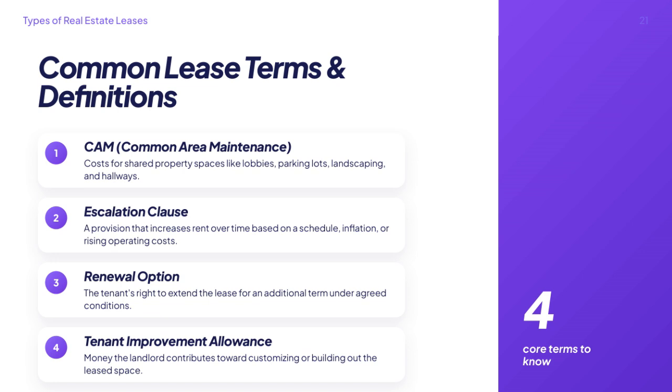Then there's the renewal option, which gives the tenant the right to extend their lease after the initial term ends, usually under agreed-upon conditions. Lastly, tenant improvement allowance is the money the landlord provides to help customize or build out the rented space to better suit the tenant's needs. Understanding these terms can really clarify lease agreements and what each party is responsible for.